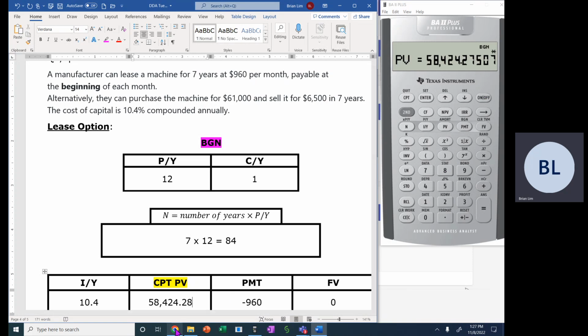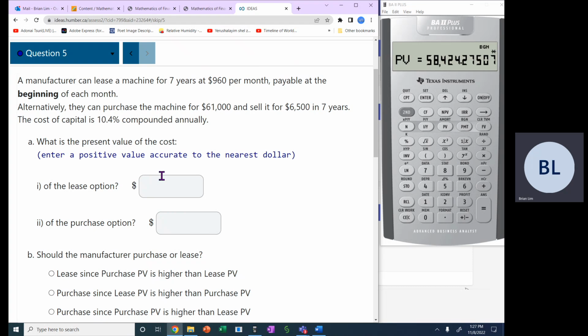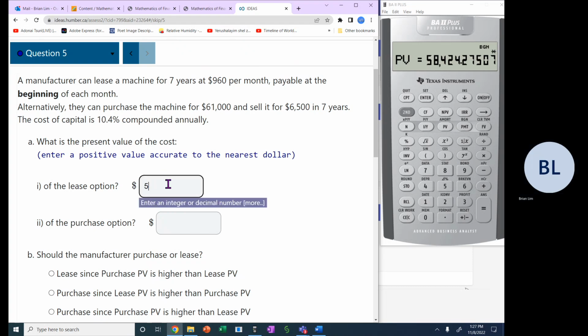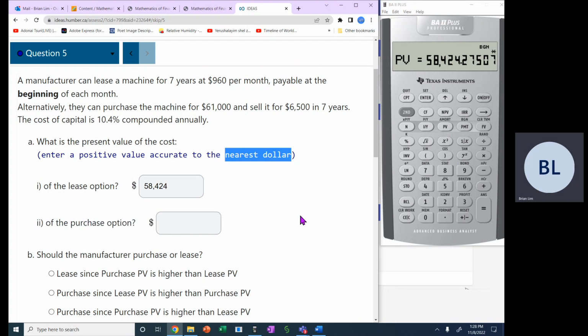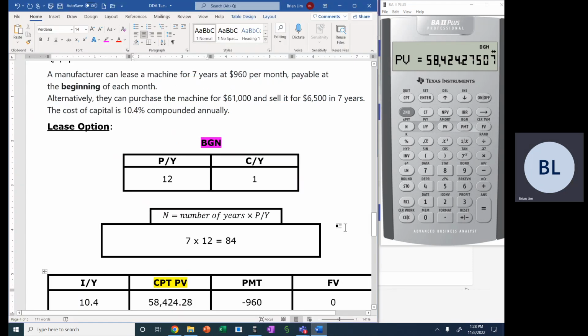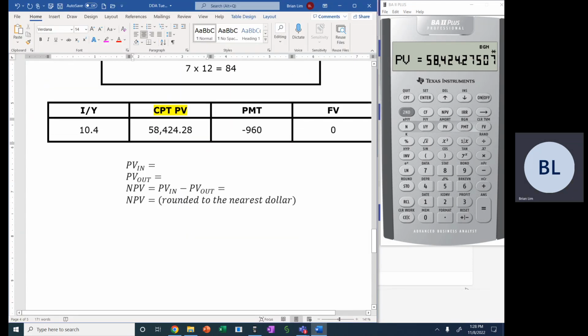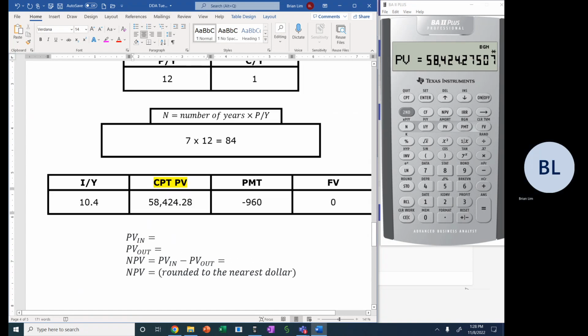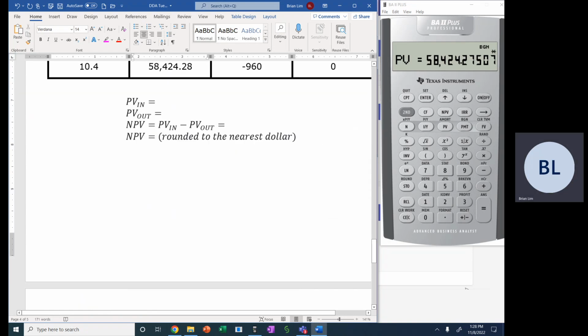So we have an answer, and that answer should go in here, right? So 58,424. Oh, it's rounded to the nearest dollar, so we can leave it at that. 58,424. Correct? Yes. Okay, it says wrong to the nearest dollar. All right, so that is one option, the lease option, L-E-A-S-E. Now let's go to the next one, and that is the purchase option.